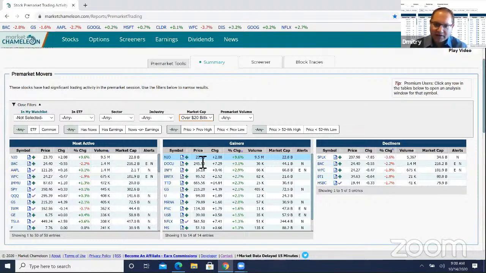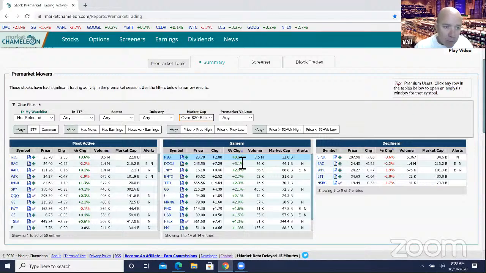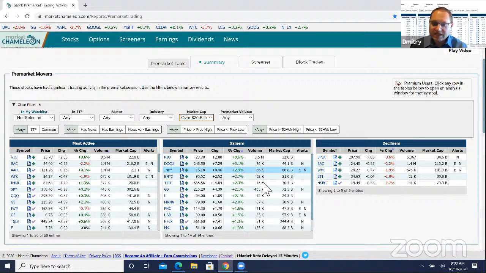Up top, I see NIO, up 9.6%. That's electric cars, right, Will? Yes. NIO. DocuSign up 3.1%. Goldman Sachs, we'll talk about that, up 2.1% on earnings. On the list, 14 made the gainers list and 5 the decliners list, so a little tilted towards the gainers, but not much going on. Maybe that NIO up 9.6% is a pretty significant move.